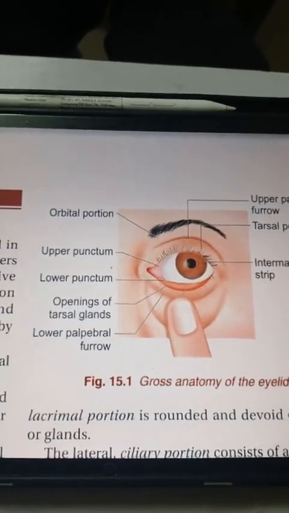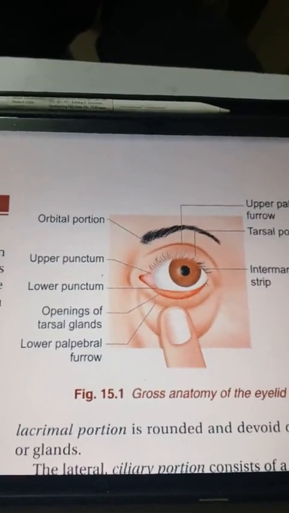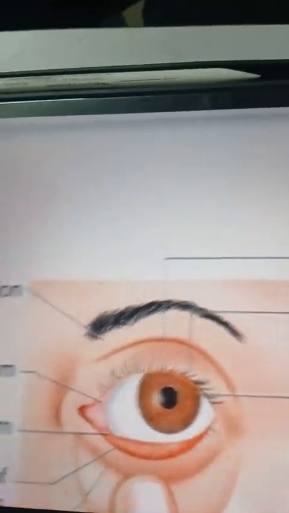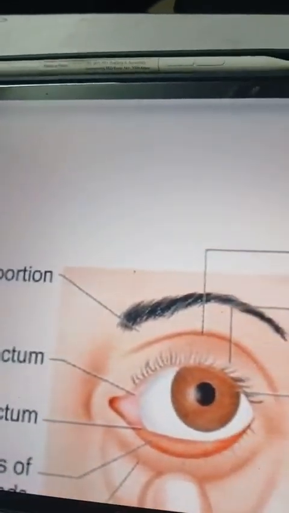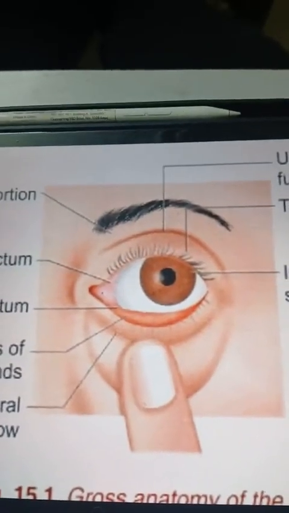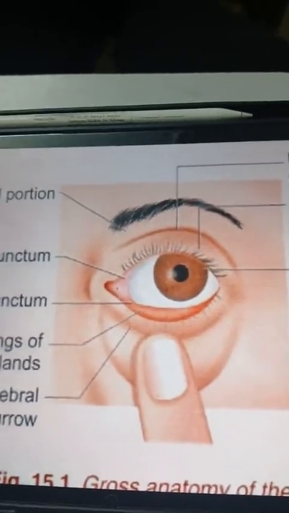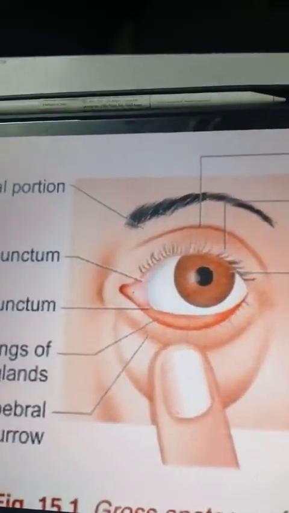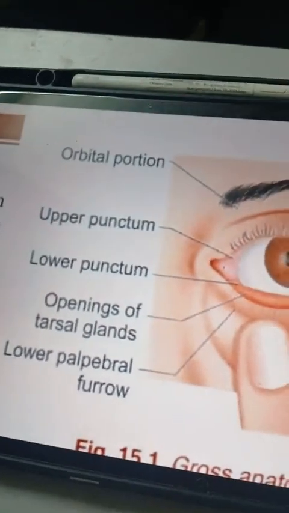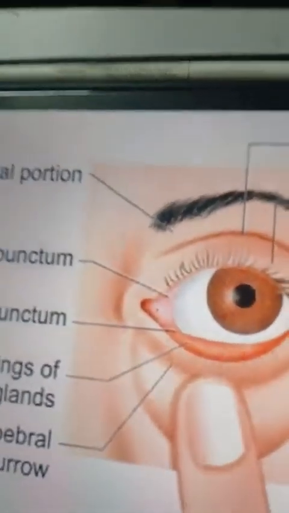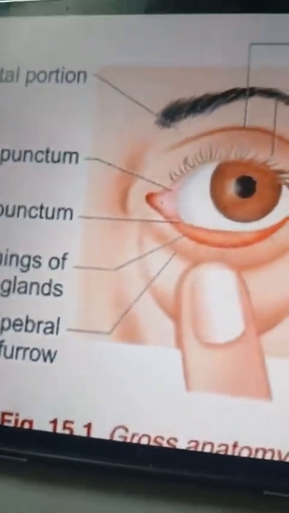The eyelid is divided by a horizontal furrow into two parts, the orbital part and the tarsal part. So over here you can see that's the orbital portion and that's the tarsal portion. The upper eyelid covers 1/6 of the cornea and the lower eyelid just touches the limbus. Then there is the lid margin, as you can see over here. The lid margin basically has the punctum dividing it into two parts, the upper punctum and the lower punctum.